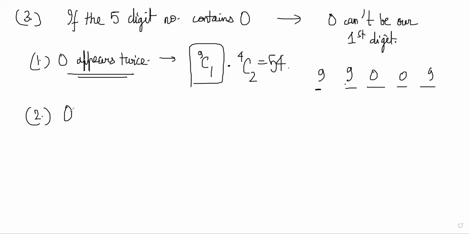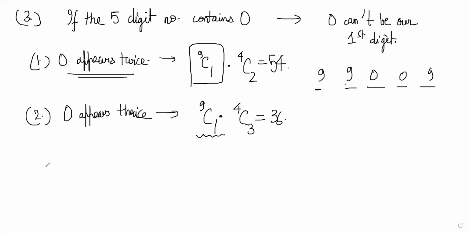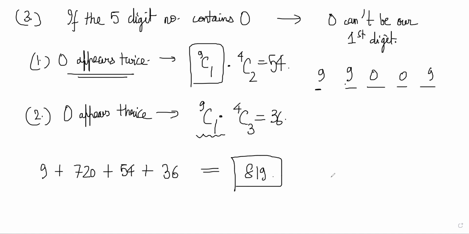The second case is 0 appears thrice. We do the same thing. We fill the first place in 9C1 ways and then select 3 places where 0 will appear. The last place will be filled by the same digit as the first digit. So it will be 4C3 times 9C1, which is 36. So the total number of ways is 9 plus 720 plus 54 plus 36, which is 819. So ultimately, you're getting 819 different numbers which satisfy the conditions of the problem.